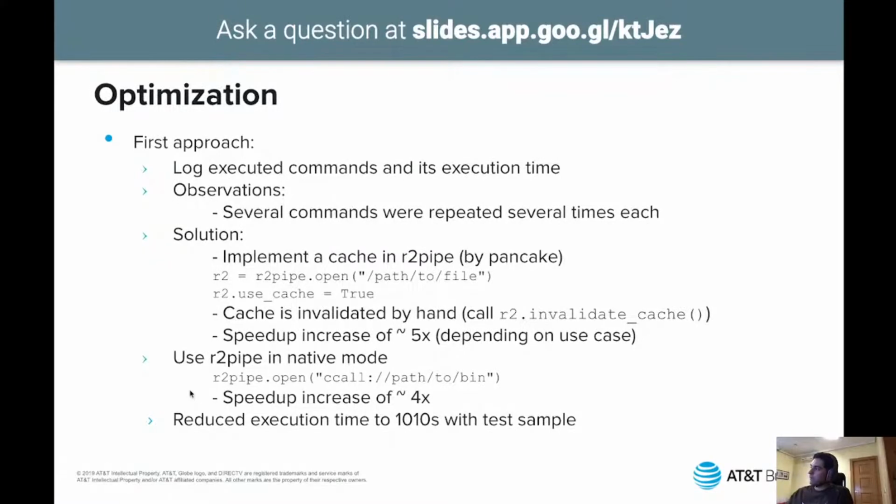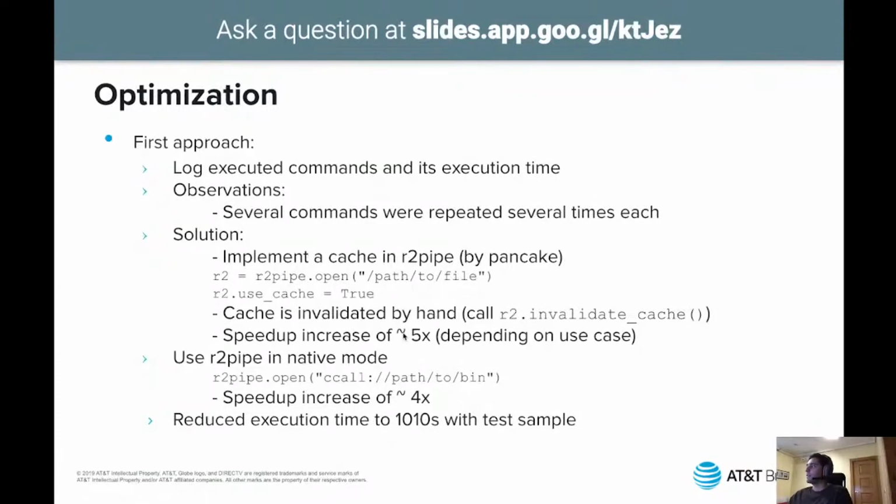And with these two improvements, I didn't mention that R2pipe in native mode can be used by prepending a C call to the path to the binary, and then you are golden. And as I was saying, with these two optimizations, I managed to go down to 1010 seconds for the test sample. It's still a lot. I think it's more than 15 minutes.